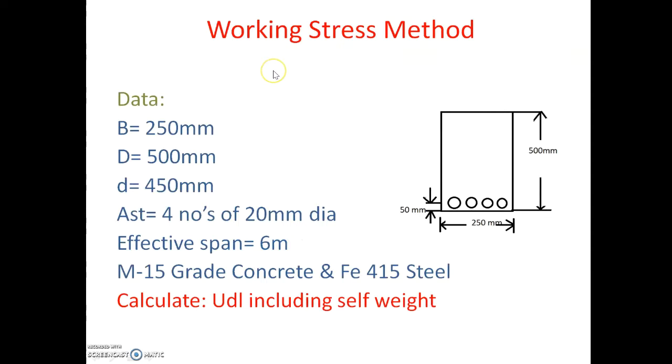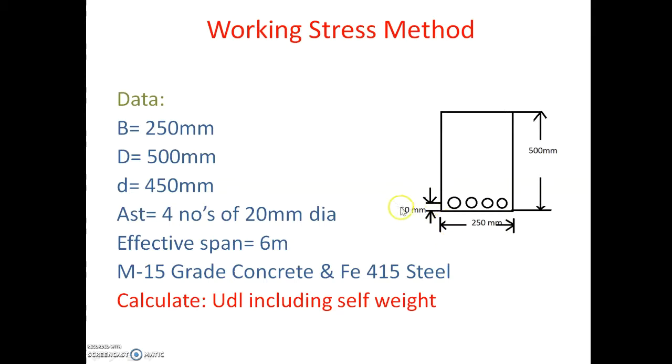Let us see the first example. This is a section of rectangular cross section having a width of 250 mm and the total depth of 500 mm, and the effective cover of this section is 50 mm. Actually, there are two types of covers. One is effective cover and another one is clear cover.